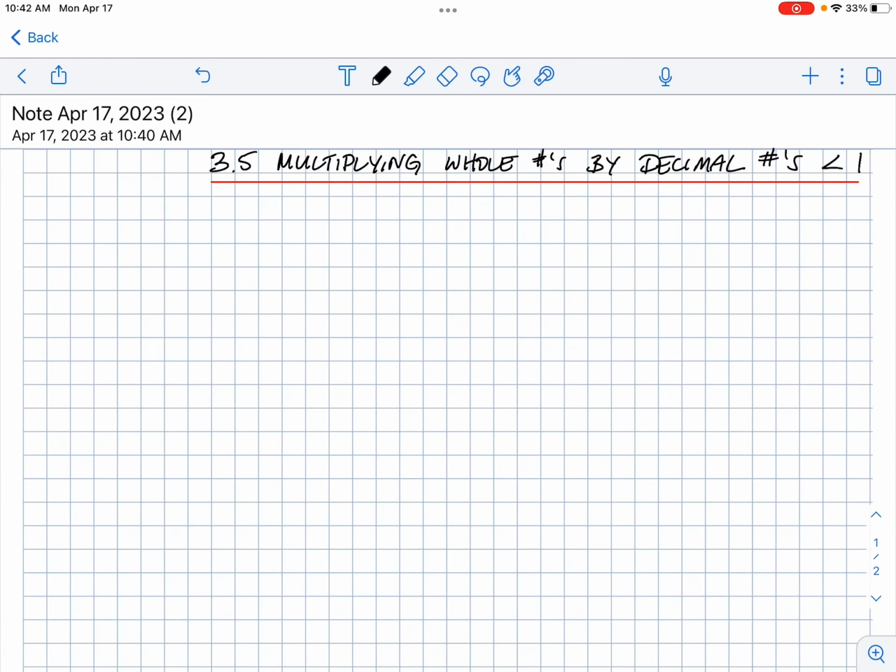Okay, recording now. This is part 2 of lesson 3.5, multiplying whole numbers by decimal numbers less than 1. Before watching the recording, please make sure that you have a graph sheet of paper in front of you along with a pencil, a straight edge, and different colored pens if you like. So if you need to pause the recording to get those items, please feel free to do so.